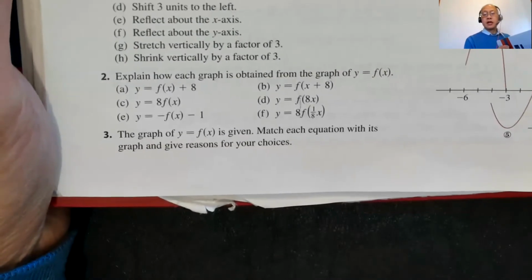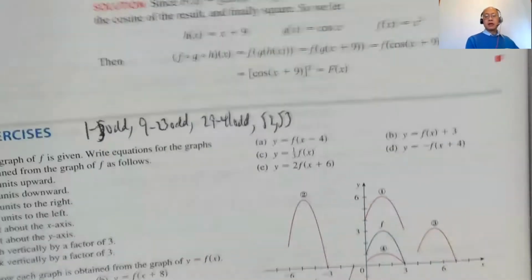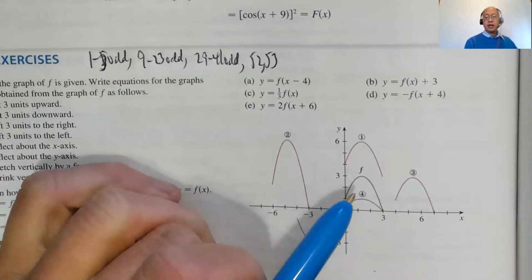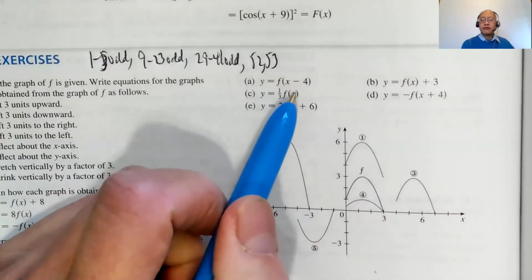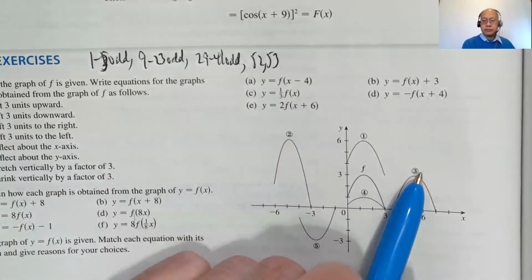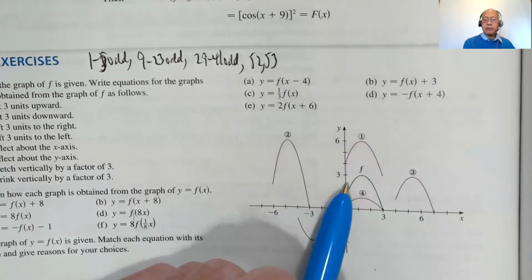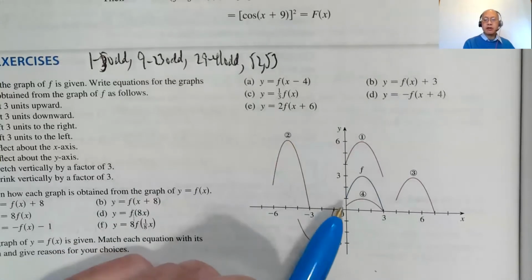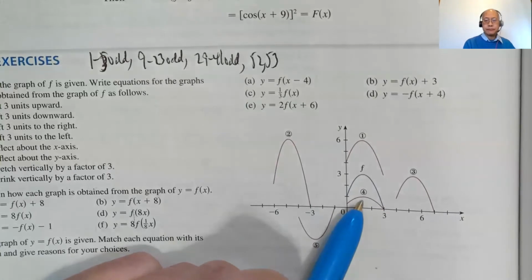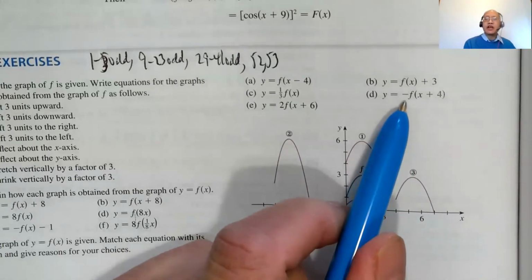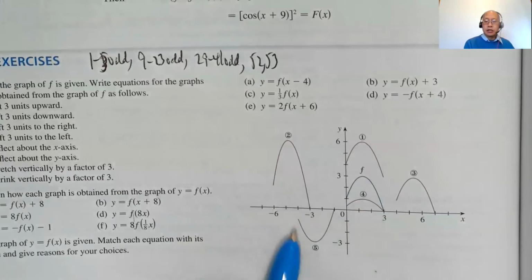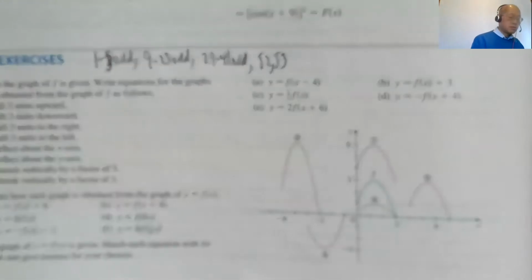Okay. Number 3, you're given f of x. So match each equation with your choices. So here's the given f. F parentheses x minus 4, that moves 4 to the right. So that's number 3. F of x plus 3, that goes 3 up. So that'll be number 1. 1/3 f of x, that only goes 1/3 as high. So that's number 4. D, negative f of x plus 4. The x plus 4 moves 4 to the left, but the negative bounces it across the x-axis. So that seems like this one. And then by elimination, you can get letter E.